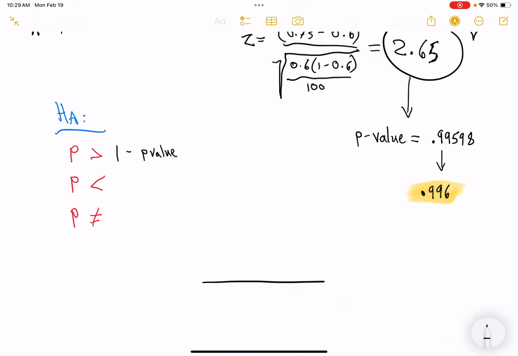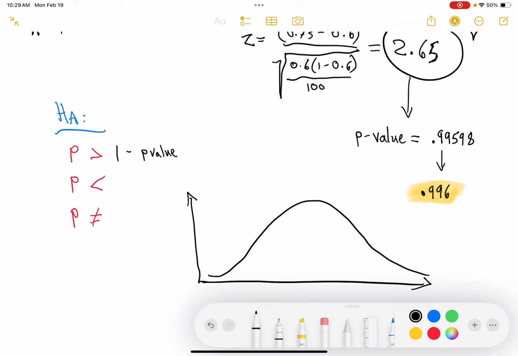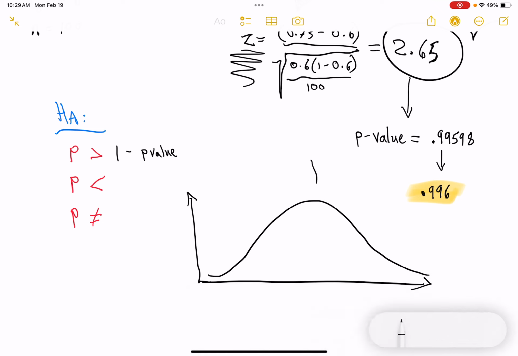So let's imagine our beautiful normal curve. That was a little Jurassic Park reference for you. Okay. We found a z-score, as we've said, and I'm going to use the red dash line to show you where the z-score is. So 2.65. If we assume our center is right about here, our center should be our null proportion, which in this case is 0.6. That's the center of our normal curve, because that's where the majority of our values hit. That's what we assume to be the truth.